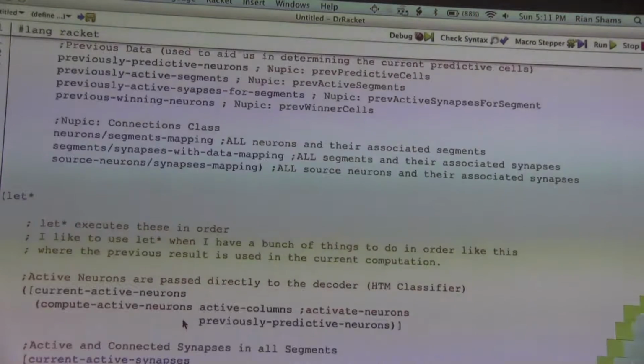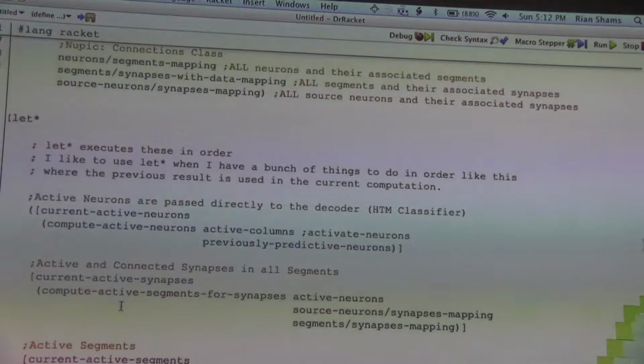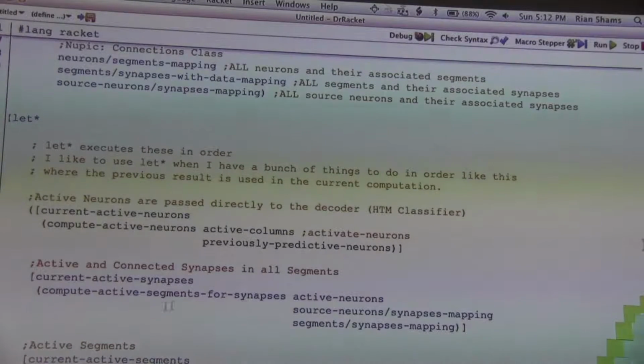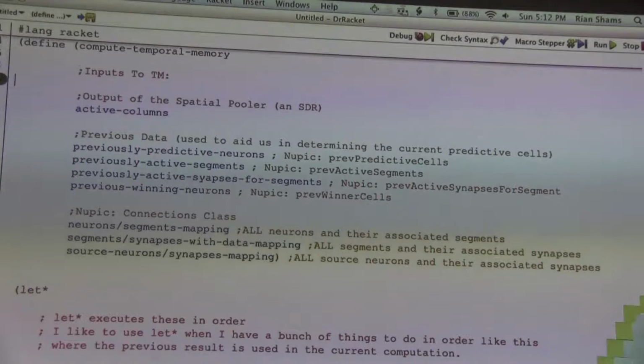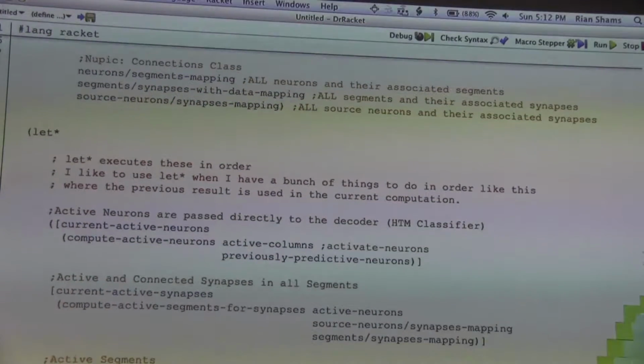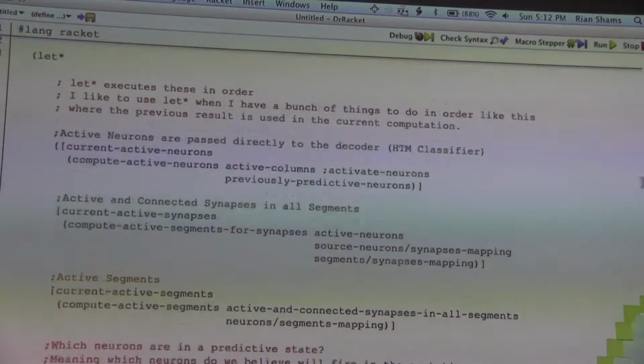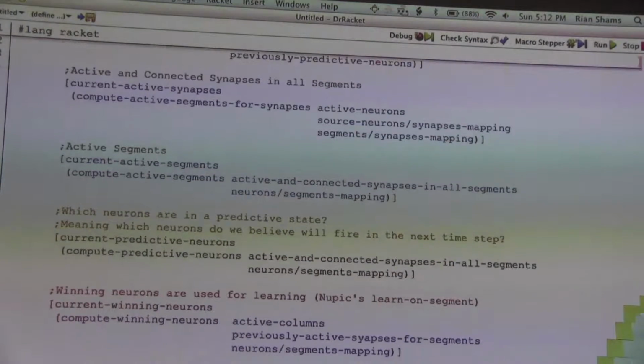The other one is the way functions are defined locally here. You can compute your current active neurons, which are used to compute the active segments, and so forth. You can nicely see how this moves from start to finish as you get through that.